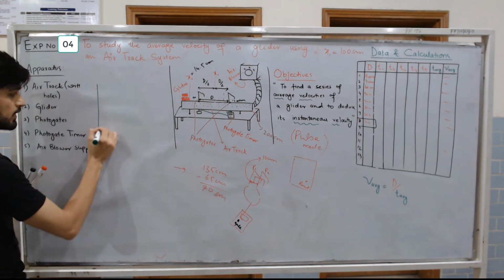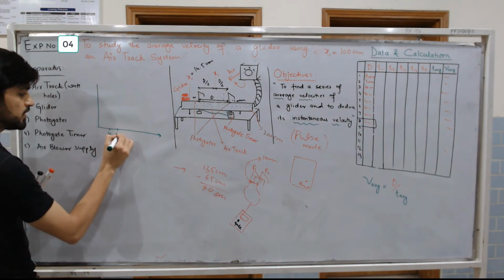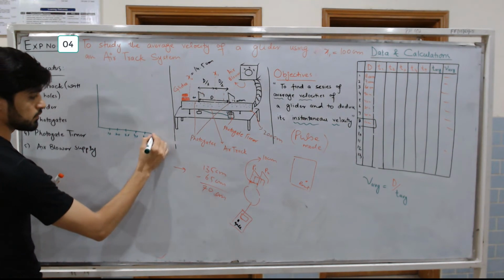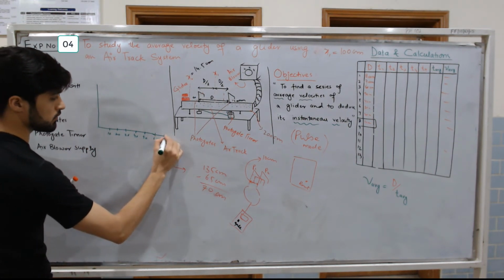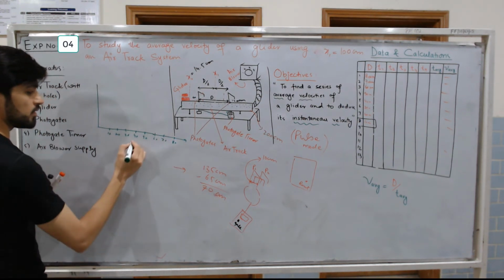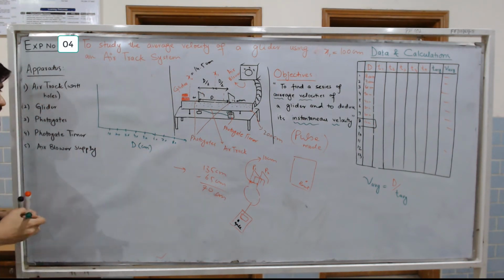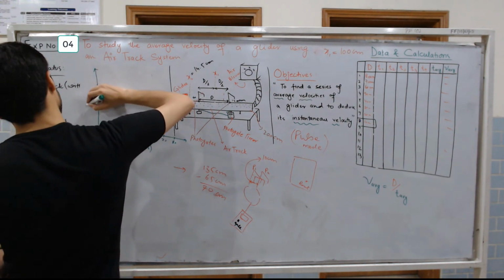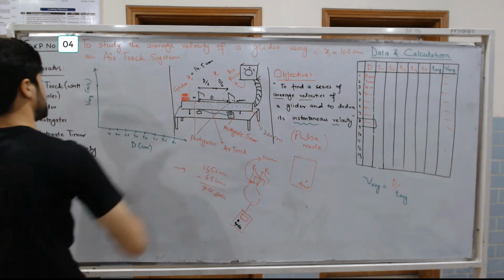Let's say this is our x-axis. On the x-axis, let's say this is 10, 20, 30, 40, 50, 60, 70, 80 centimeter. Or this is our D, simply in centimeters. Using a proper scale, you know how to use a proper scale. This is average velocity. I am simply calling it V average, in meters per second.